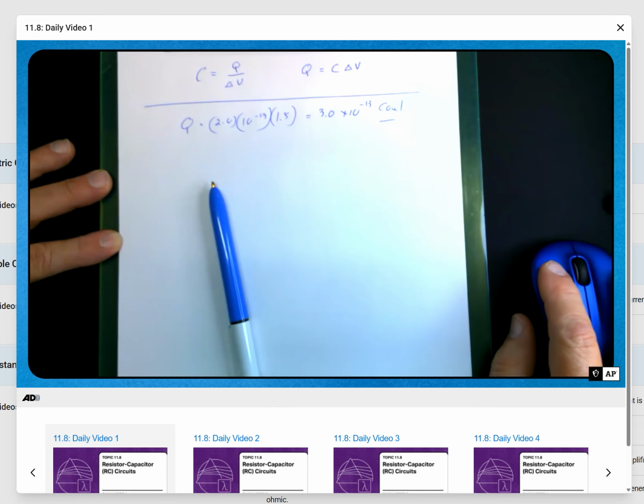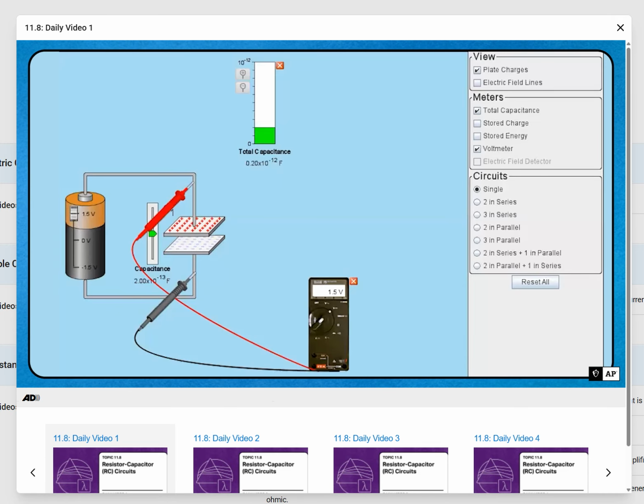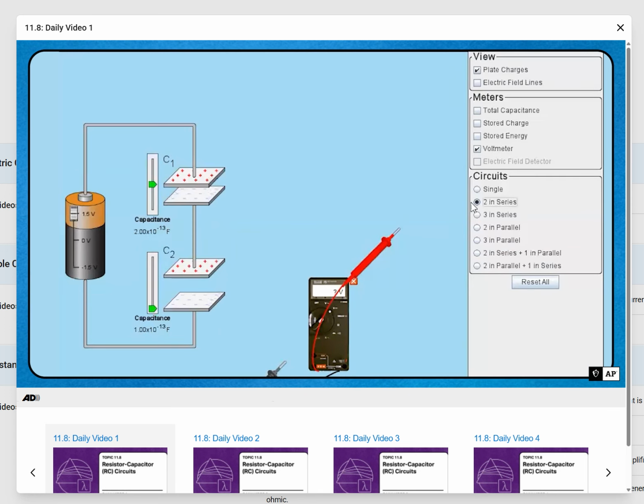Now let's switch and get in our two capacitors in our circuit. So we get these probes out of the way here. I'll turn this capacitance off just for a minute. So now we're going to have two capacitors in series. This first one is 2 times 10 to the minus 13 farads, and we'll make this other one, say, 3 times 10 to the minus 13 farads.